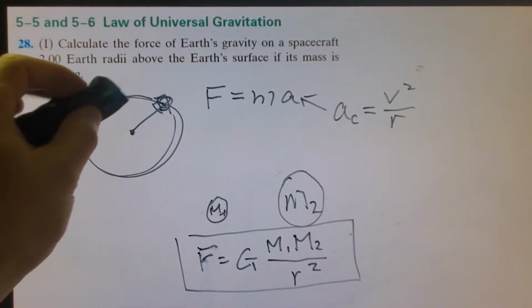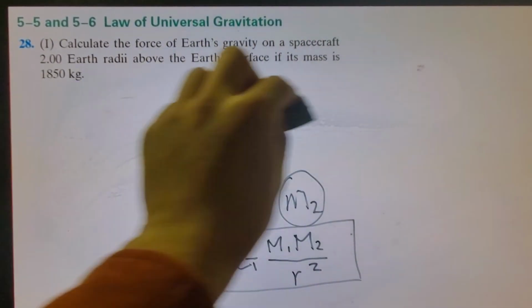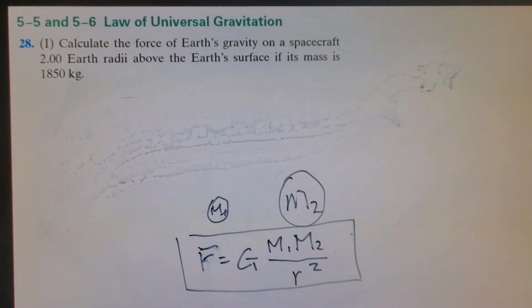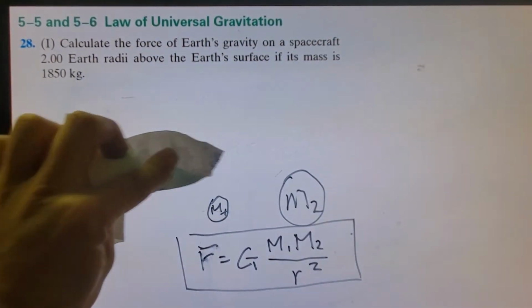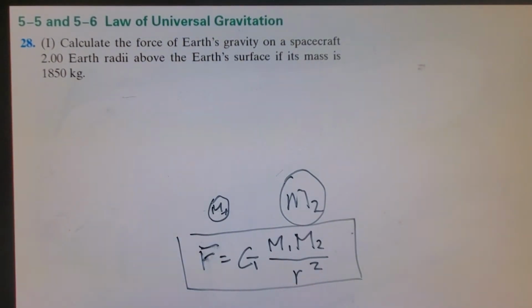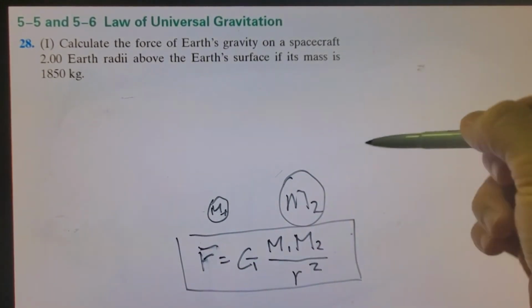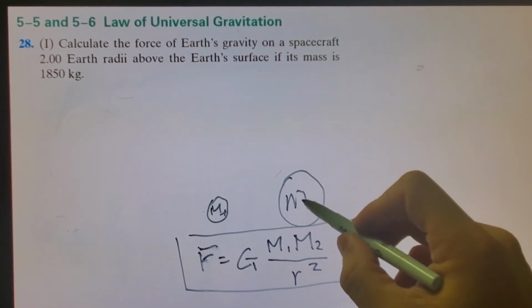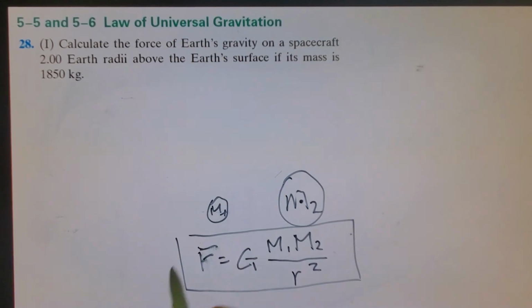Let's look at the problem over here. Calculate the force of the Earth's gravity on a spacecraft at 2.0 times the Earth radius. If you look at this formula, force is equal to a constant times m1 m2. We can call this the Earth. The big mass is the Earth, and the spacecraft is over here.